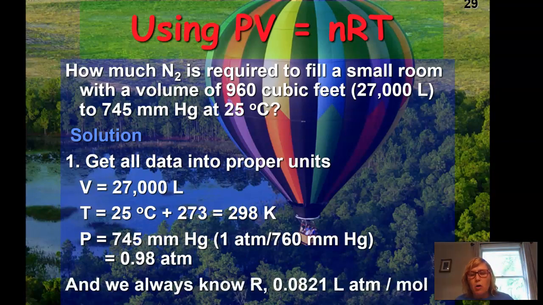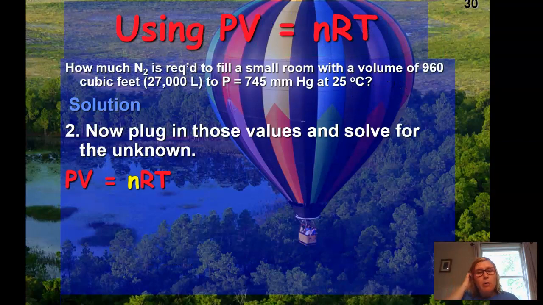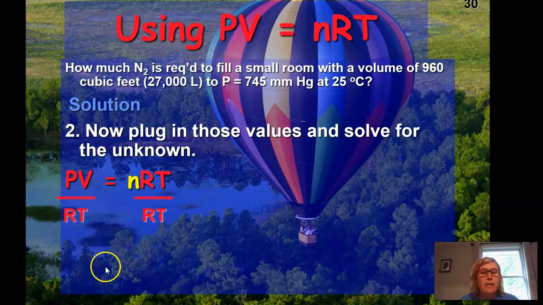And we always know that R is 0.0821 liters atmosphere per mole K. So now plug in those values. So we're going to divide both sides by RT.